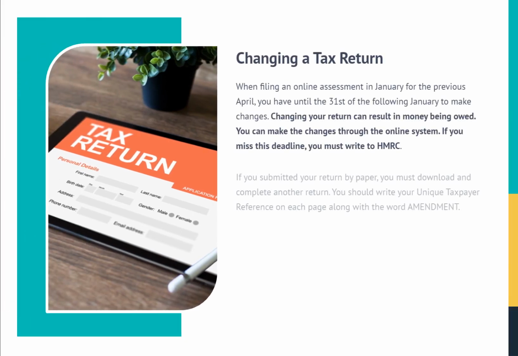Changing a tax return. When filing an online assessment in January for the previous April, you have until the 31st of the following January to make changes. Changing your return can result in money being owed. You can make the changes through the online system. If you miss this deadline, you must write to HMRC. If you submitted your return by paper, you must download and complete another return. You should write your unique taxpayer reference on each page along with the word amendment.